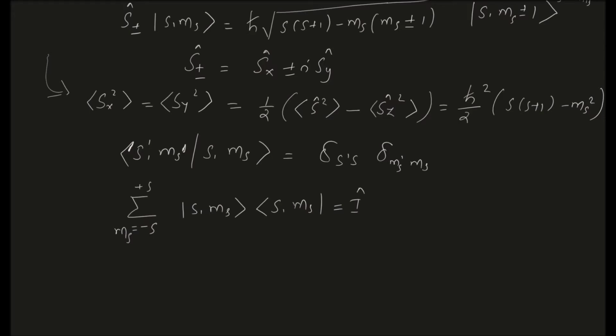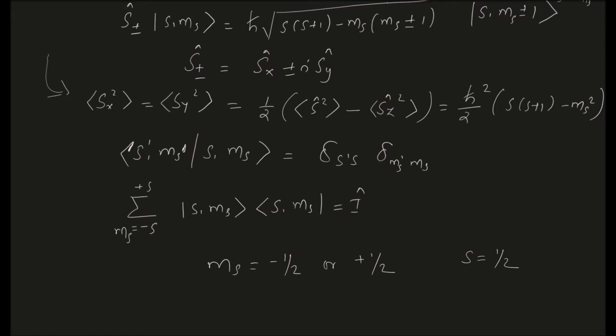Now for a particle with a spin half, we have seen that the quantum number ms can take only two values. So what are those possible values? Ms can have values minus half or plus half for a particle with a spin half.